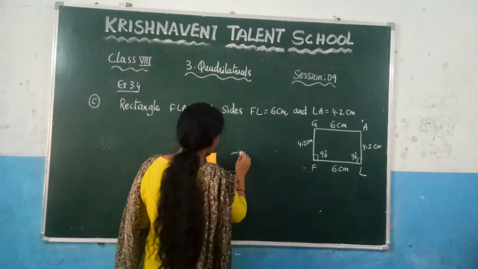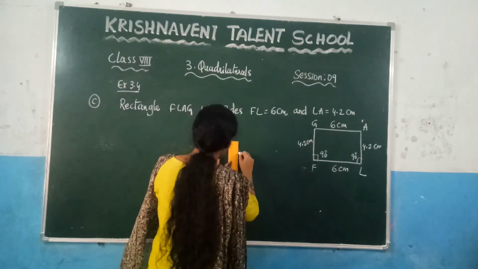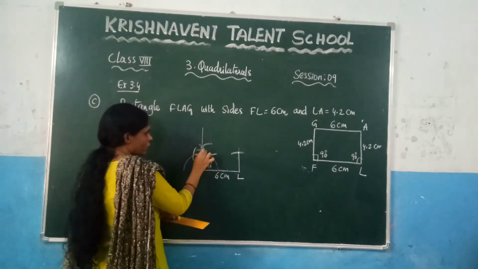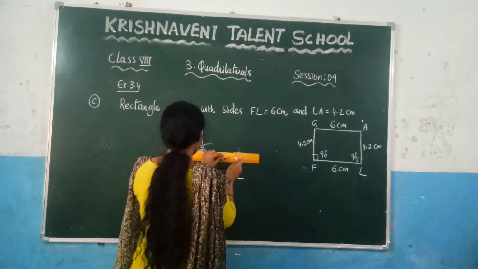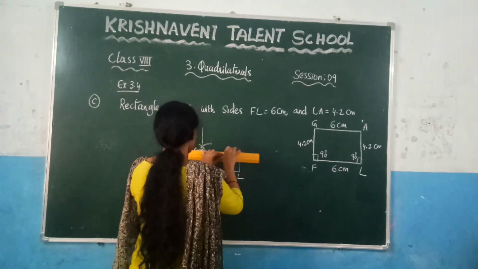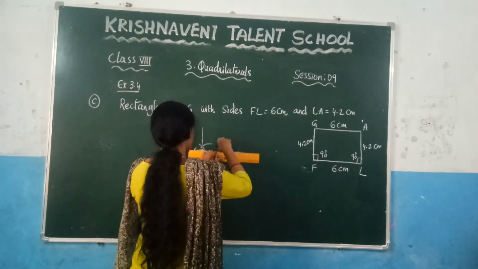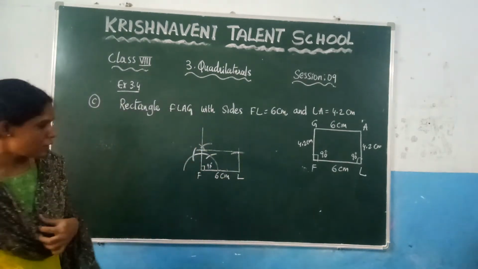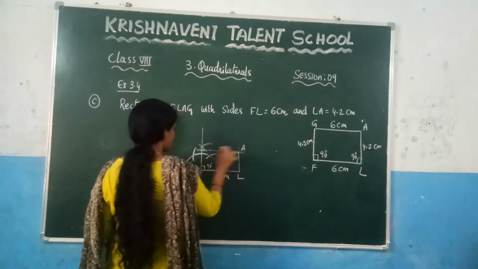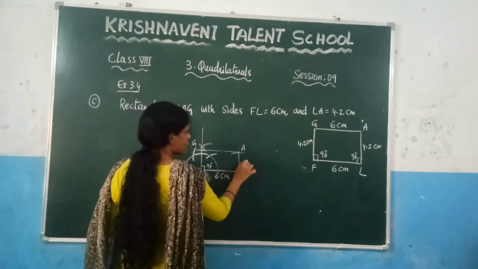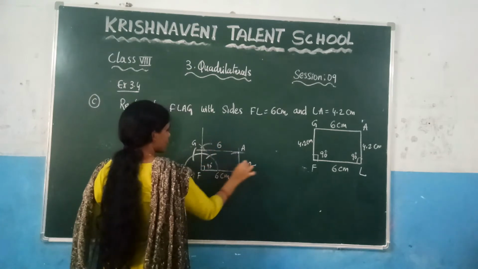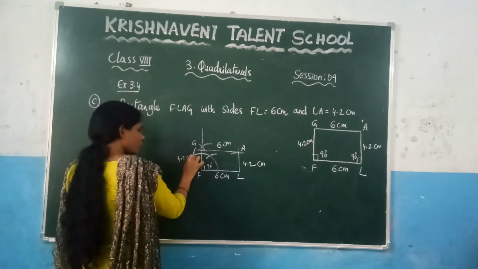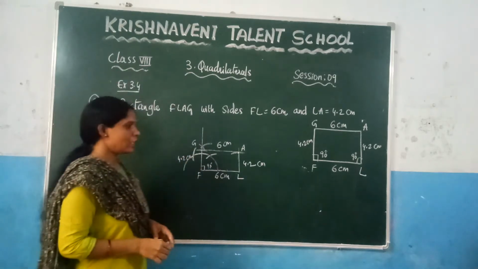There is no need to construct 90 degrees here, because we have got the intersection point. At this intersection point, join this one, and similarly here we got the arc. Join these two points. So this is our rectangle. Name it as FLAG. Now write the measurements. This is 4.2, this is 6, and this is 4.2.